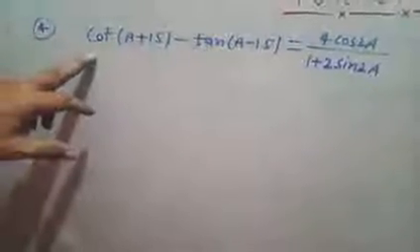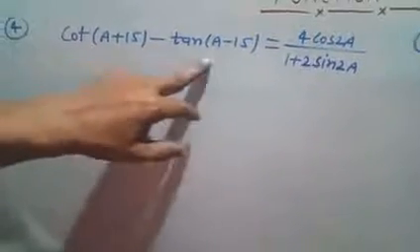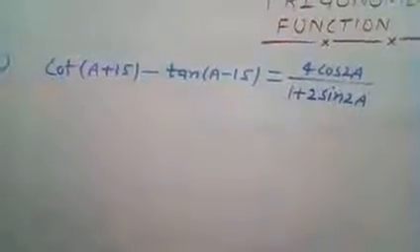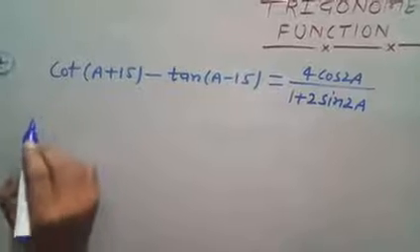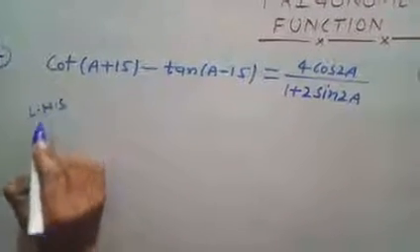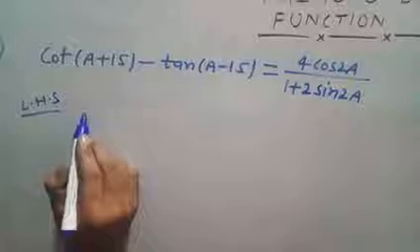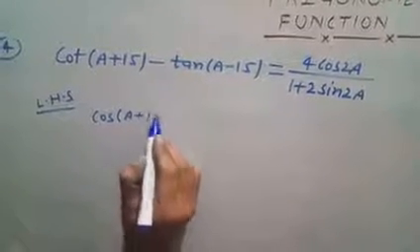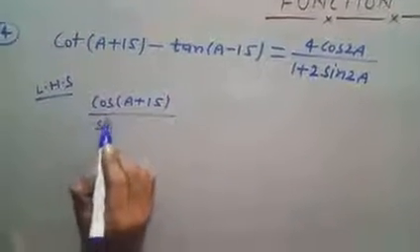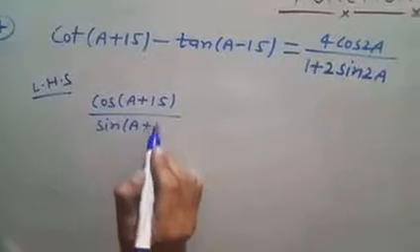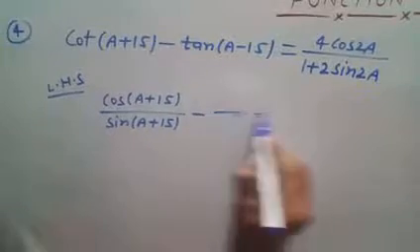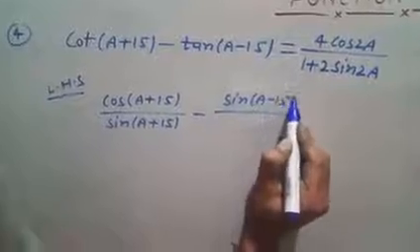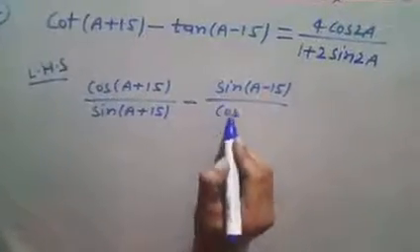Now in the fourth sum we have to prove cot a plus 15 minus tan a minus 15 is equal to 4 cos 2a upon 1 plus 2 sin 2a. So if we see the left hand side, cot can be written as cos a plus 15 upon sin a plus 15. Similarly, tan can be written as sin a minus 15 upon cos a minus 15.